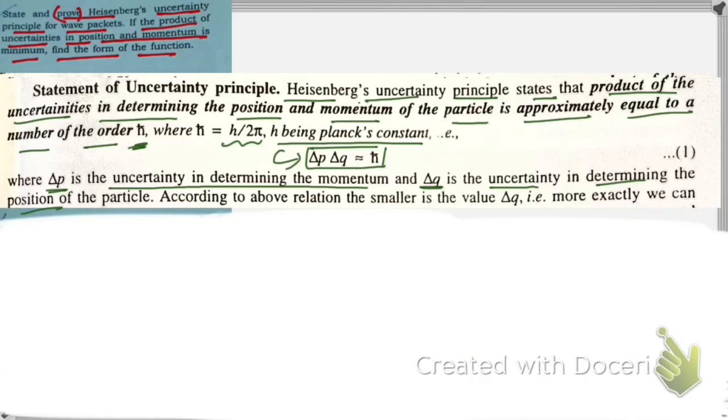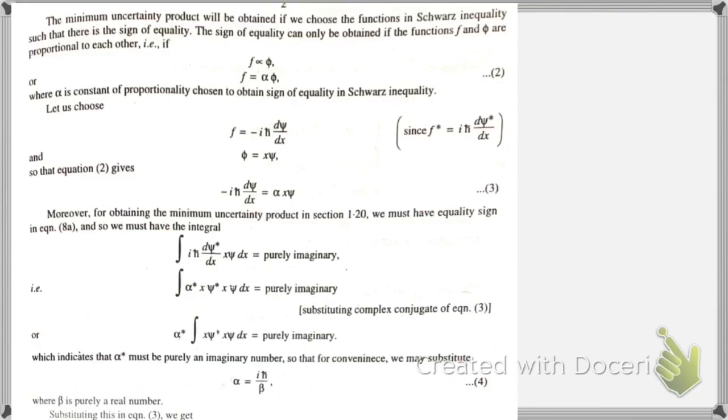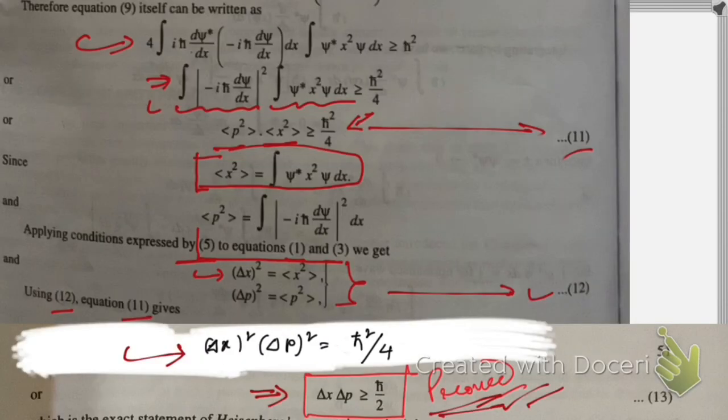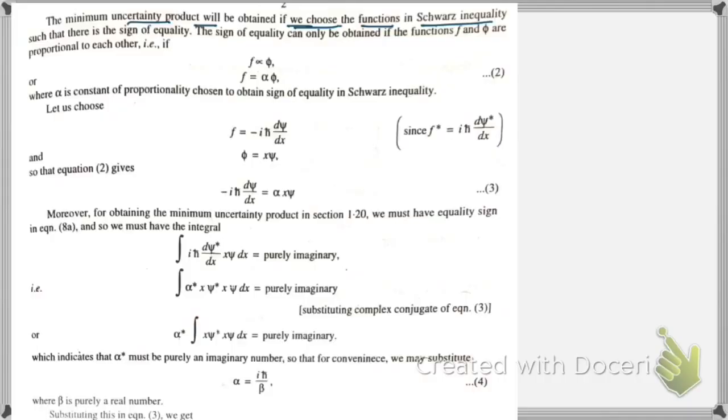Now let's go to the last part of this question. What was that? Here you see, if the product of uncertainties in position and momentum is minimum, find a form of function. So let's go to the last part. Here you see, for minimum uncertainty product, we have taken here we choose the functions in Schwarz inequality. Let me tell you here is f and phi. Let me take these two.